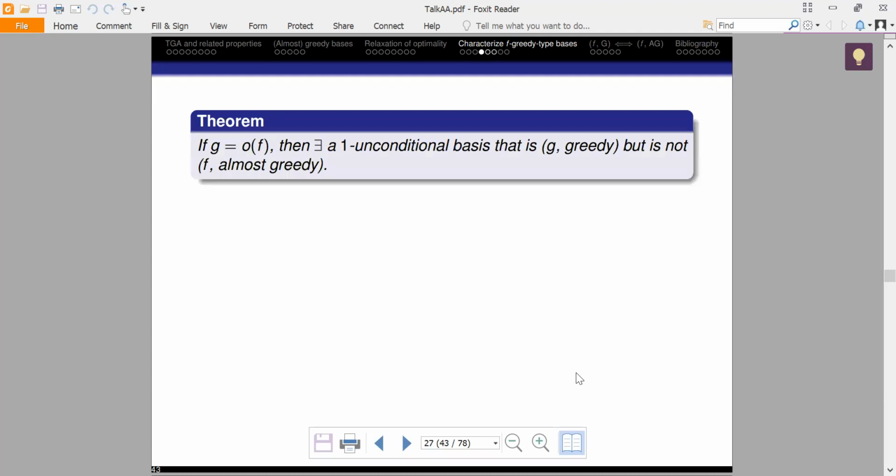So let's try to prove this theorem. This theorem says that if G is small o of F, or if G over F is going to 0, then there exists an unconditional basis that is G greedy, but it's not F almost greedy. I will only focus on the not F almost greedy part.